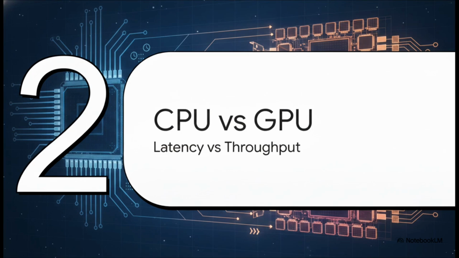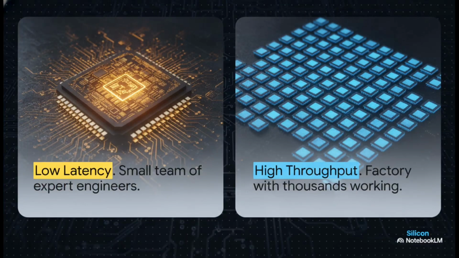Which brings us to part 2, CPU versus GPU architecture, and the battle between latency and throughput. To solve this massive computational bottleneck, hardware engineering had to completely shift its focus. Think of it this way. A CPU is like a small team of highly specialized, expert engineers. If you have a really difficult, unique problem to solve, this is the elite team you want. But a GPU is designed completely differently.